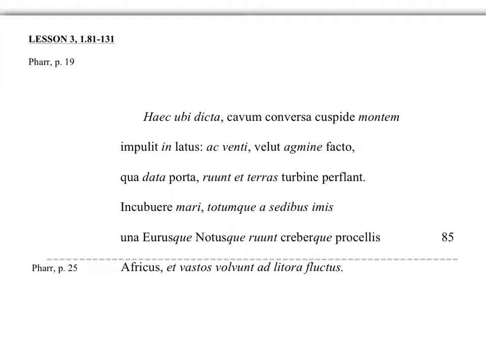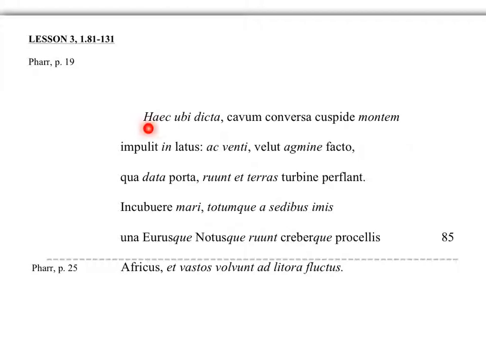Salvete, we are picking it up in lines 81 to, well, 131 ultimately, but on this frame, 81 to 86, book 1. And this is right after Juno and Aeolus have their conversation. And so we're going to find out what action Aeolus takes.